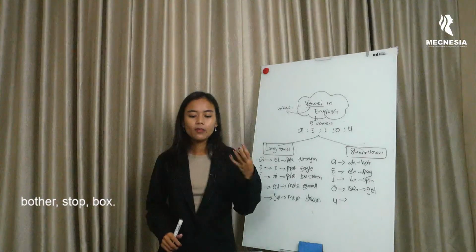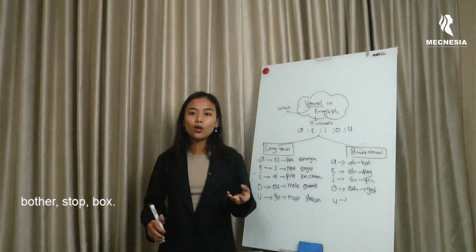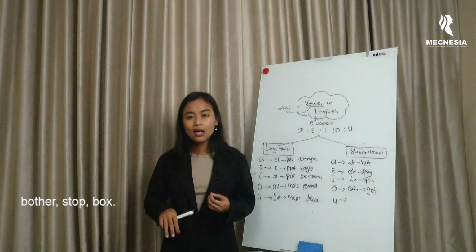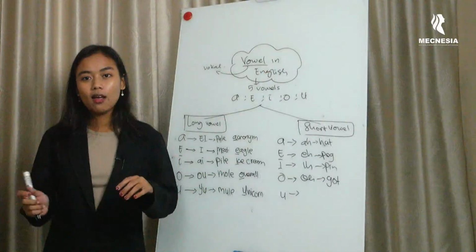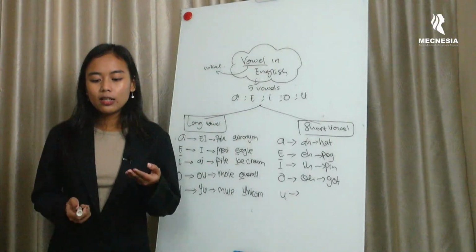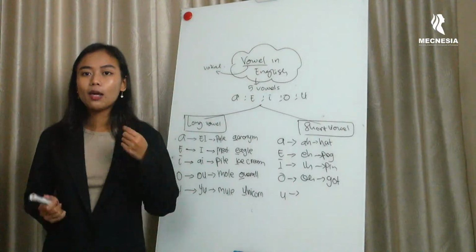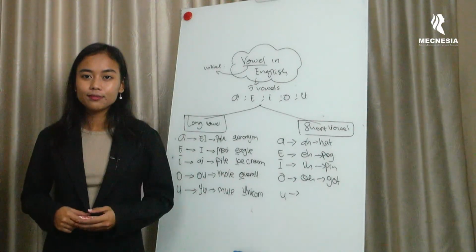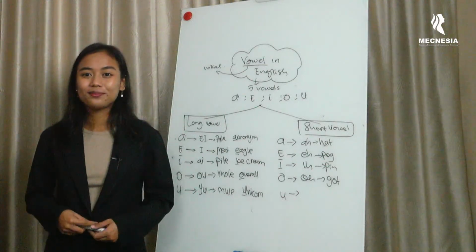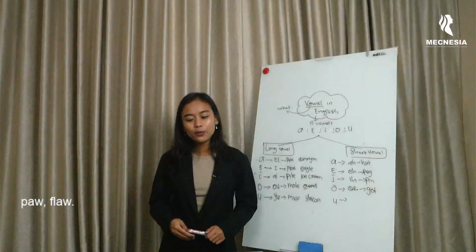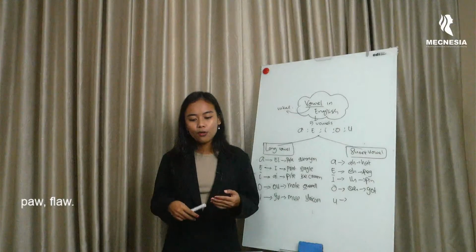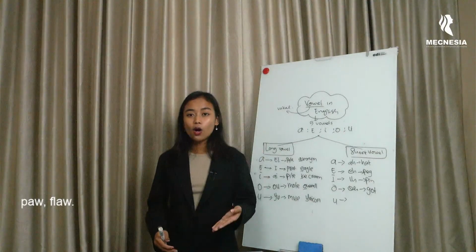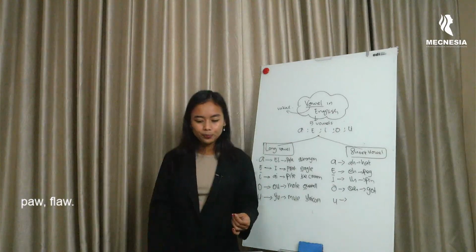Next, the B one. Selanjutnya yang B. When the A is followed by W. Ketika A-nya diikuti oleh huruf W. Like in paw. Paw bukan pau tapi paw. And next flaw. So we have paw and flaw. Paw itu adalah cakar. Flaw, it means kekurangan.